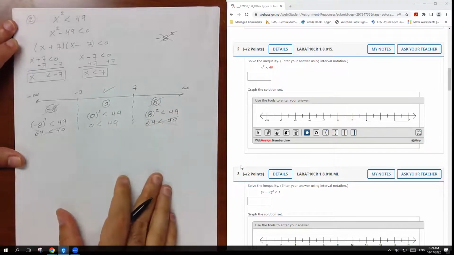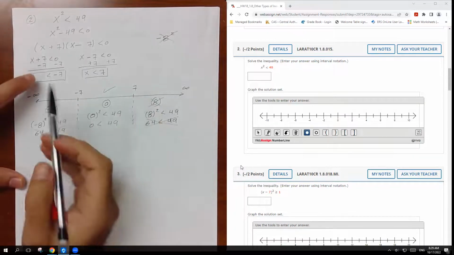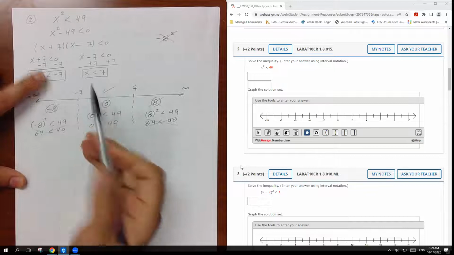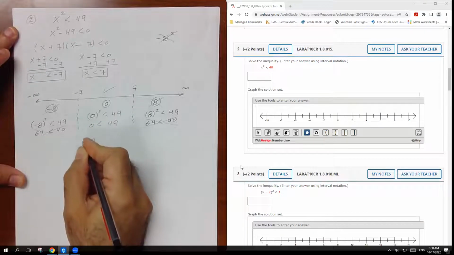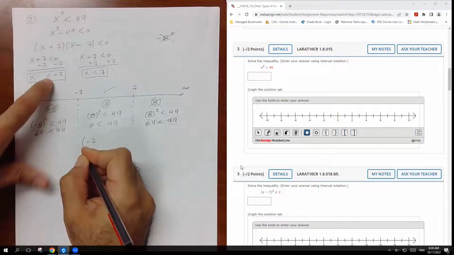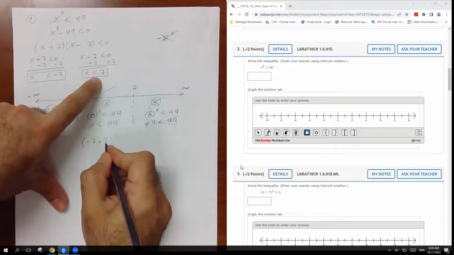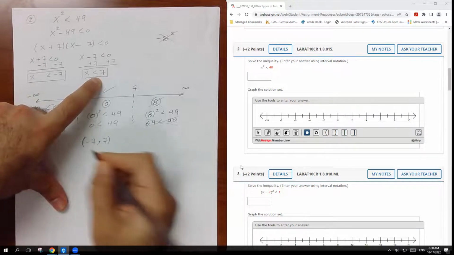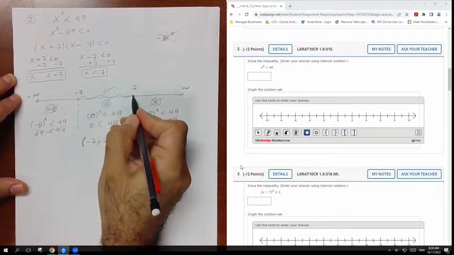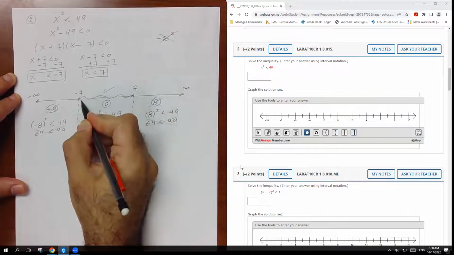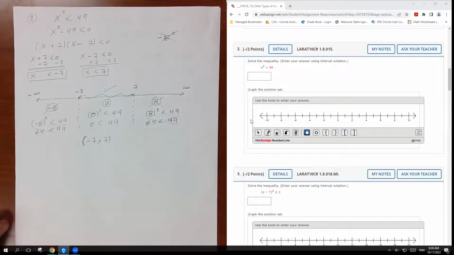That means our solution is only between negative 7 and 7. How am I going to write it down? There is no equal sign here and no equal sign here. That means the solution is going to be from negative 7, with a parenthesis on this side because there is no equal sign, comma, and a parenthesis here as well. So the solution is all numbers between negative 7 and 7. That's it for this example.